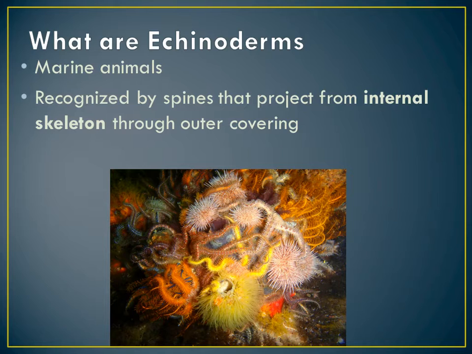Echinoderms are marine animals, and they are recognized by the spines that project from the internal skeleton through their outer covering. Because it is an internal skeleton, the word for internal is endo. So like we talked about in arthropods, they had an exoskeleton. In the echinoderms, they have what is now known as the endoskeleton.